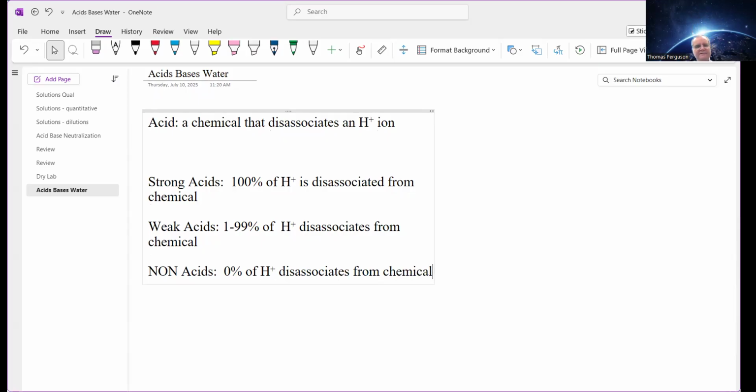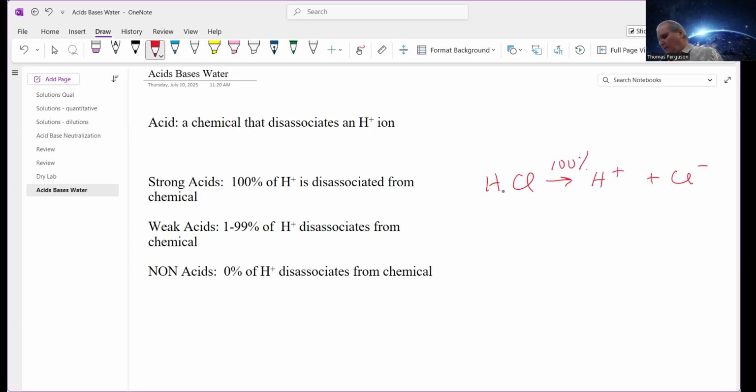Okay. Strong acids, everything comes apart. So if we look at something like hydrochloric acid, 100% comes off. There is no HCl left. It's only H ions, Cl ions. No HCl as a molecule is left. That's what a strong acid is.